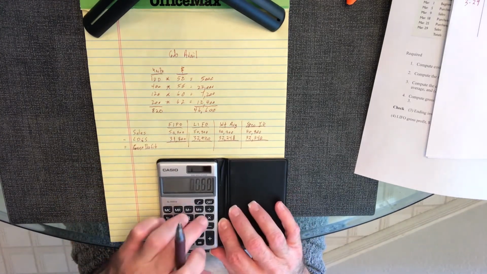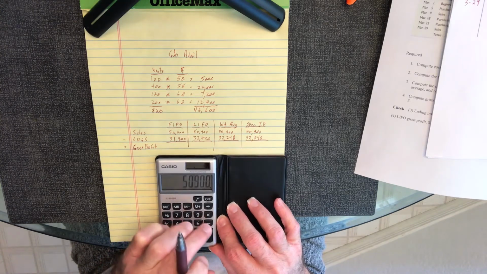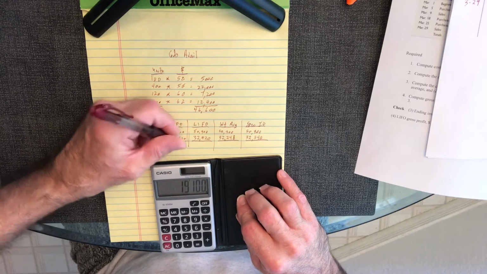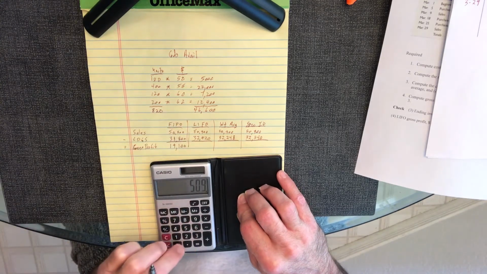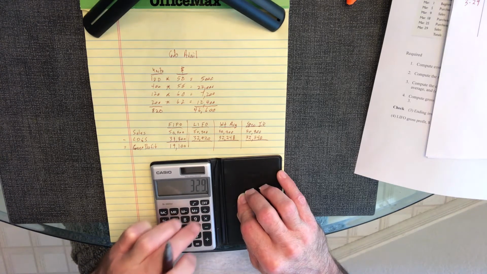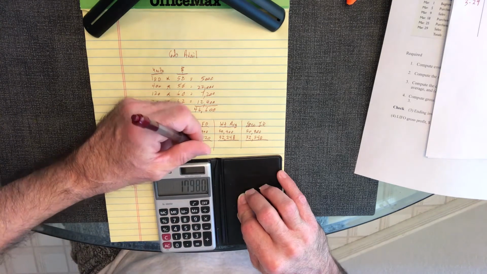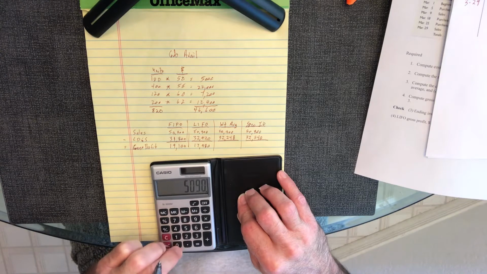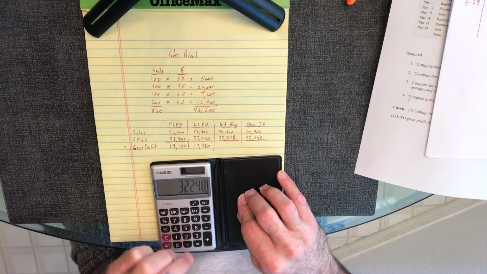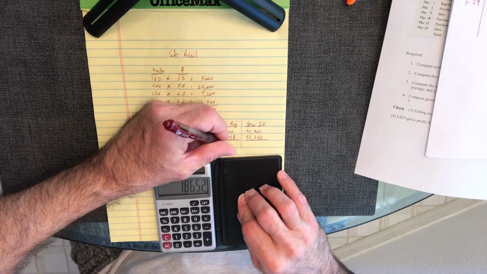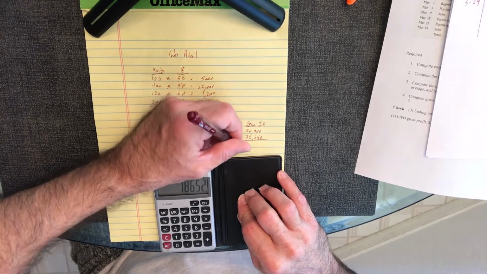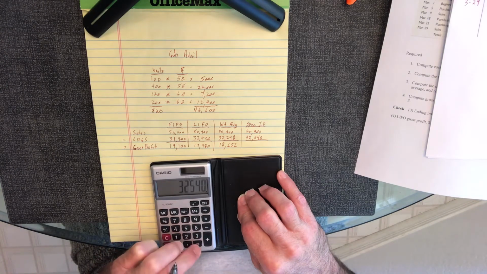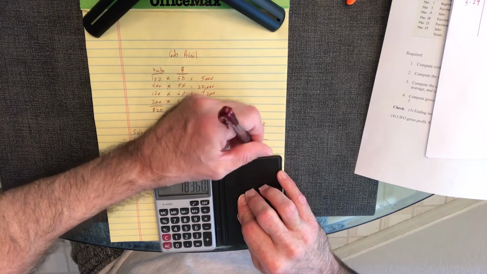All right. Now it's a matter of subtracting my cost of goods sold from sales to get my gross profit. So 50,900 minus 31,800, 19,100. 50,900 minus 32,920, 17,980. 50,900 minus 32,248, 18,652. 50,900 minus 32,540, 18,360.